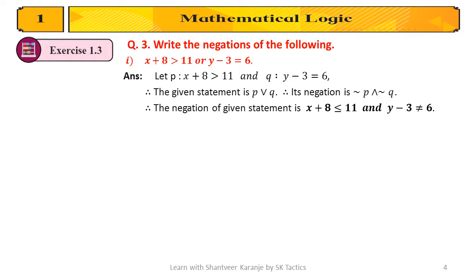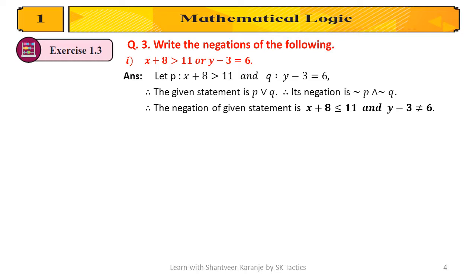The negation of this statement is: negation of P means x plus 8 is less than or equal to 11, whereas it was previously x plus 8 is greater than 11, so its opposite is less than or equal to 11. And y minus 3 is not equal to 6, which is exactly the opposite of Q.